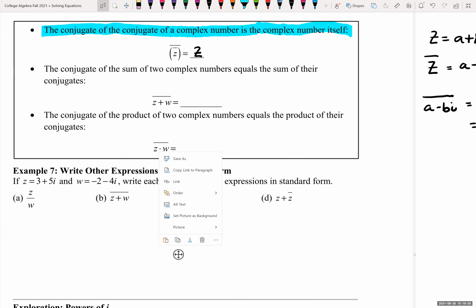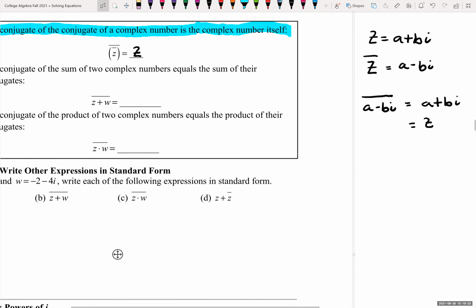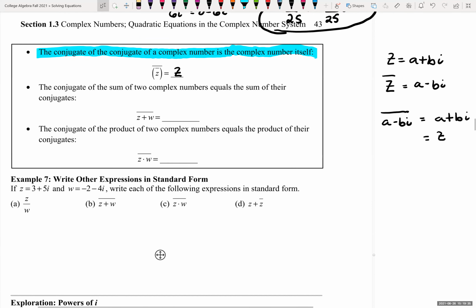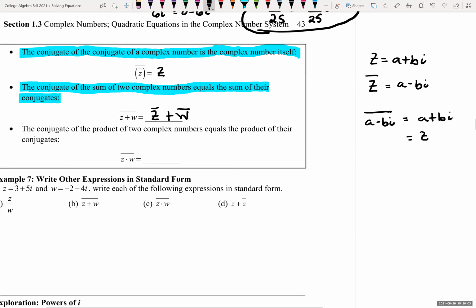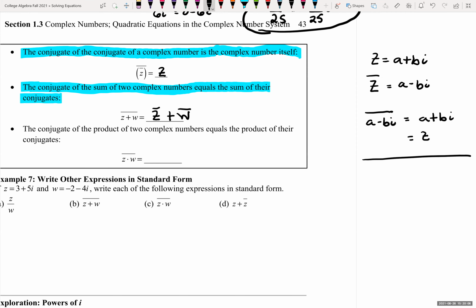So another statement. This states that the conjugate of the sum of two complex numbers equals the sum of their conjugates. So instead of first summing your two complex numbers and then taking your conjugate, this is saying that we could take the conjugate of the first number plus the conjugate of the second number. Okay, so again, let's show that that is true.